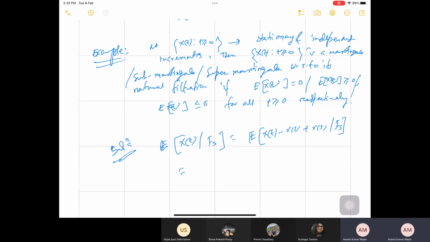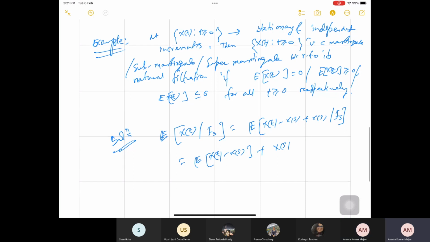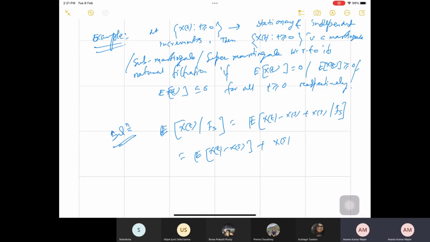Now look at this: conditional expectation is linear. Now the expectation of Xt minus Xs given F of s. This is the increment, and it has stationary and independent increments. Hence Xt minus Xs is independent of Fs, and if X is independent of the sigma algebra, then the expectation of X given it is the same as the expectation of X. That we have already seen. So this part I can write as the expectation of Xt minus Xs, plus X of s, which is Fs measurable, because Xs is a stochastic process which is Fs measurable. So this is nothing but my X of s.